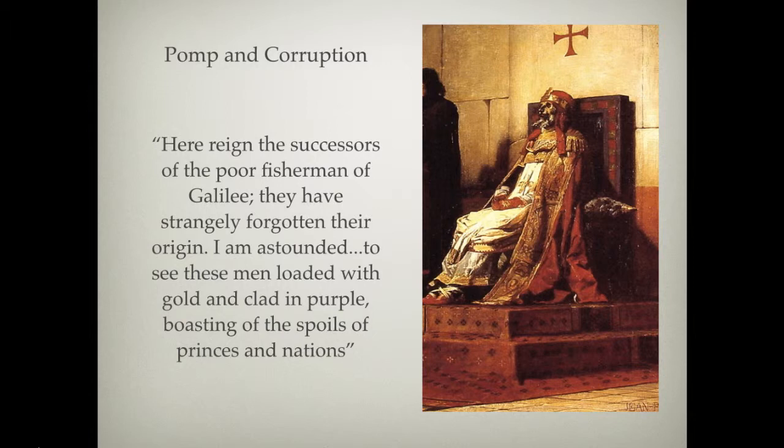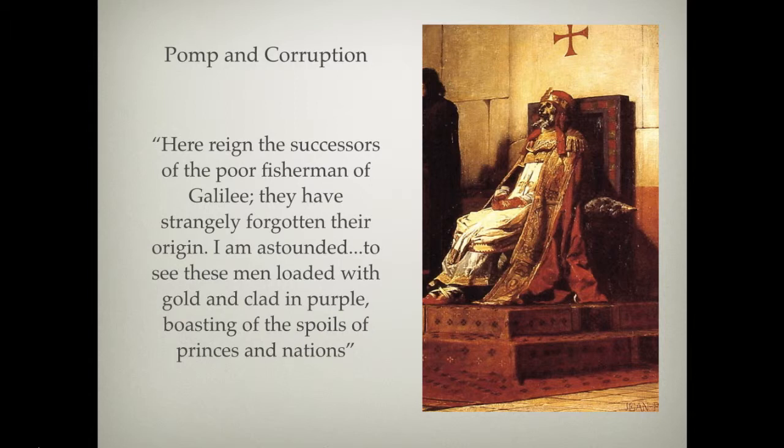Now, Petrarch really describes what it was like in Avignon, what the papacy was like. We end up seeing this idea. This is his words: "Here reign the successors of the poor fishermen of Galilee. They have strangely forgotten their origin. I am astounded to see these men loaded with gold and clad in purple, boasting of the spoils of princes and nations." So here he's criticizing their wealth.